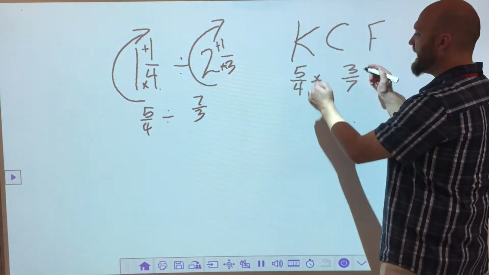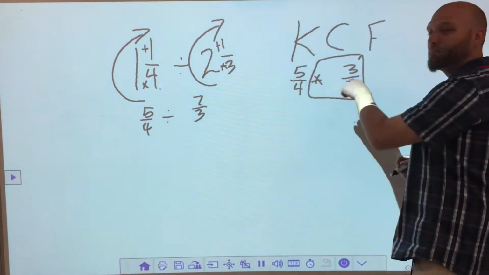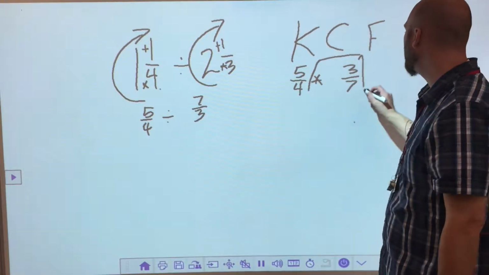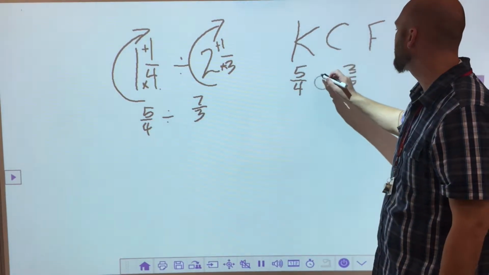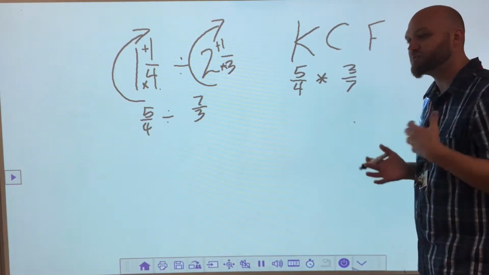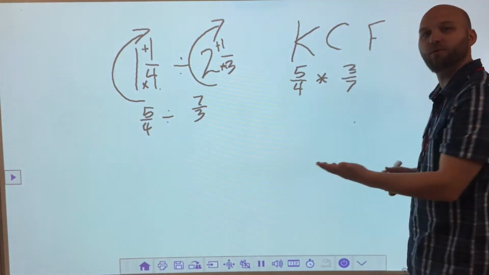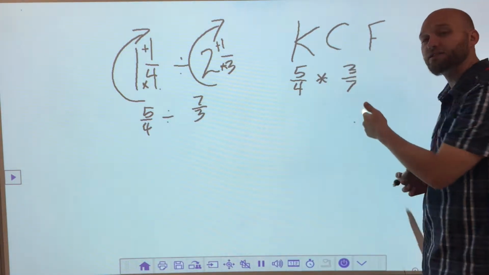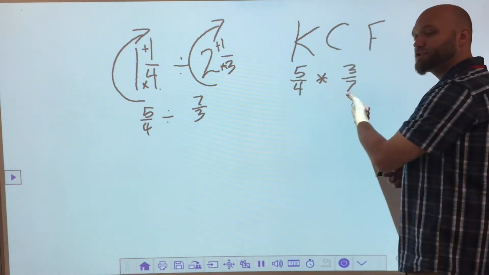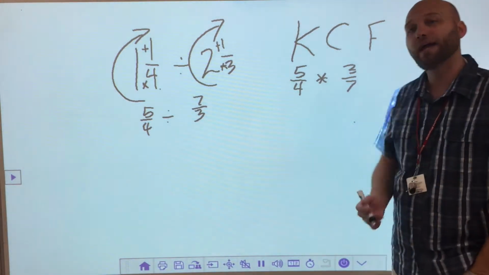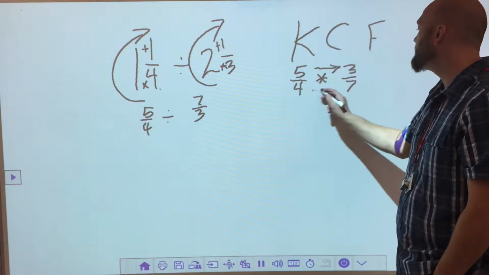So now I have right here my multiplicative inverse of that. That's my reciprocal. And now I have a problem I can solve. So the first thing that I like to do is to simplify, but I can't simplify anywhere here. Can't simplify 5 and 4, there's no common factors. No common factors for 3 and 7. No common factors for 5 and 7, and no common factors for 4 and 3. So I'm stuck. All I have left to do is just multiply.